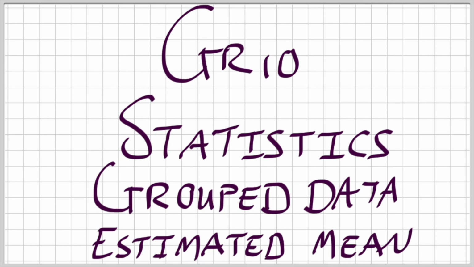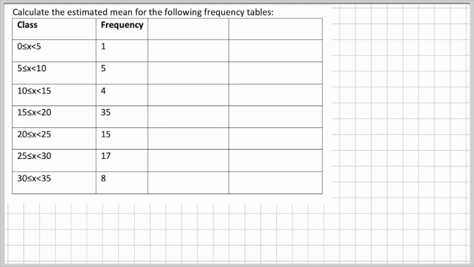We are now diving deep into grade 10 statistics, looking at grouped data. In this video, we are going to look at determining the estimated mean of a grouped data set. When we look at this kind of sum, it could be a class's marks or a grade's marks out of 35 for a test, for instance. It could be anything. We don't really know because it was not given to us.